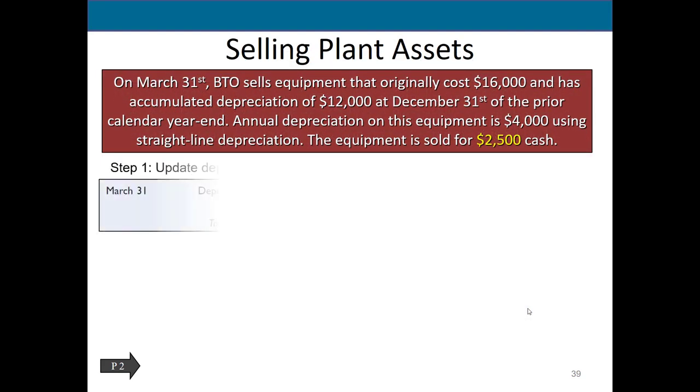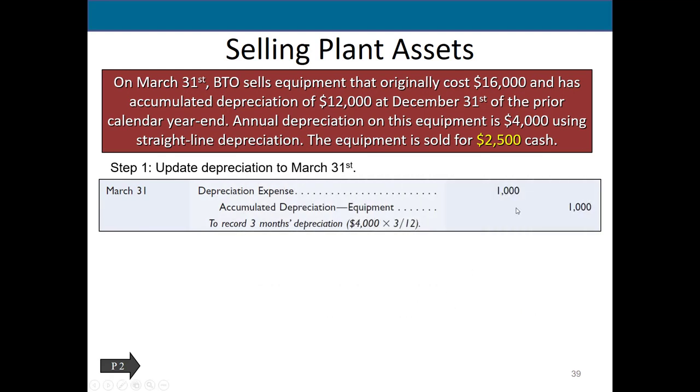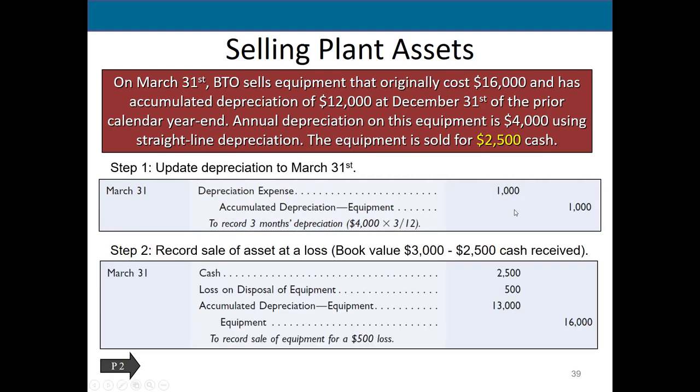Same one, except now I sell it for 2,500 in cash. Bring the depreciation up to par. I get cash of 2,500. Take the accumulated depreciation off the books, take the equipment off the books, and I need a $500 debit to make it all work.